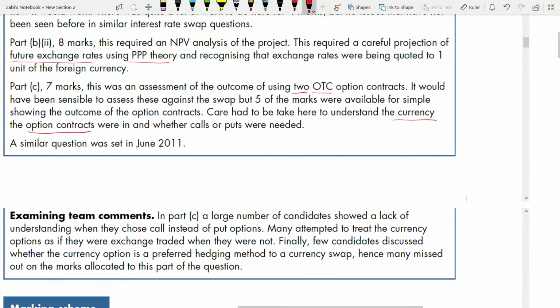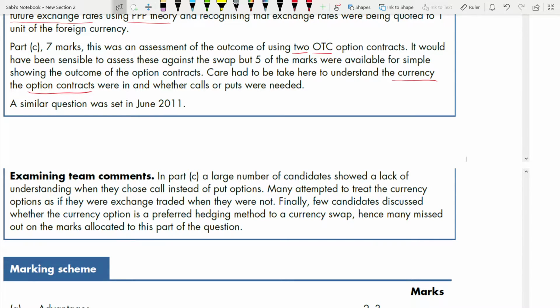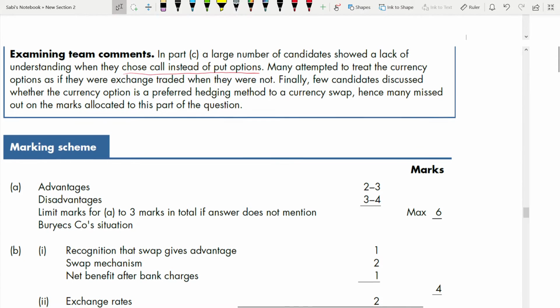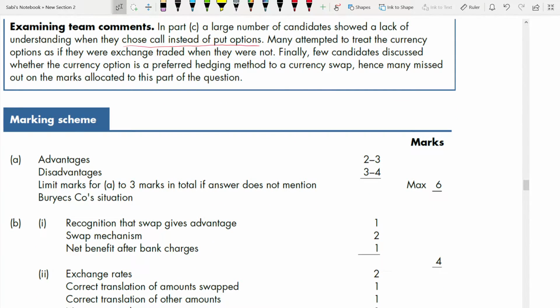Now we'll look at the examiner's team comment. In part C, a large number of candidates showed a lack of understanding when they chose call instead of put options. That was the reason I have told you. They have chosen call options instead of put options. We'll see why. Many attempted to treat the currency options as if they were exchange traded when they were not. Finally, few candidates discussed whether the currency option is a preferred hedging method to a currency swap. Hence, many missed out on the marks allocated to this part of the question. You have to compare with the swap.